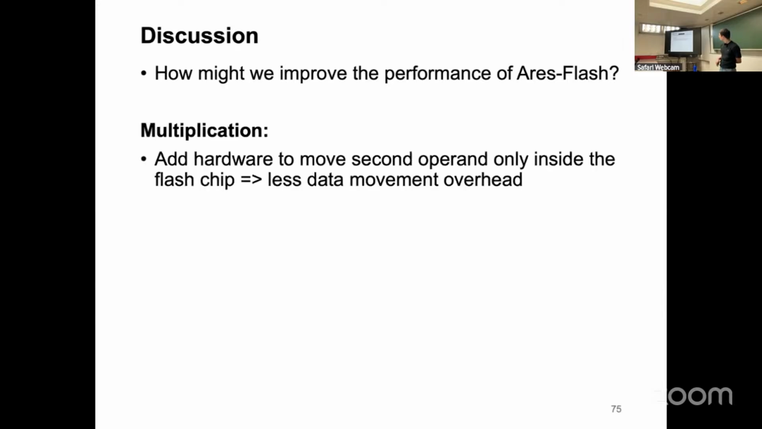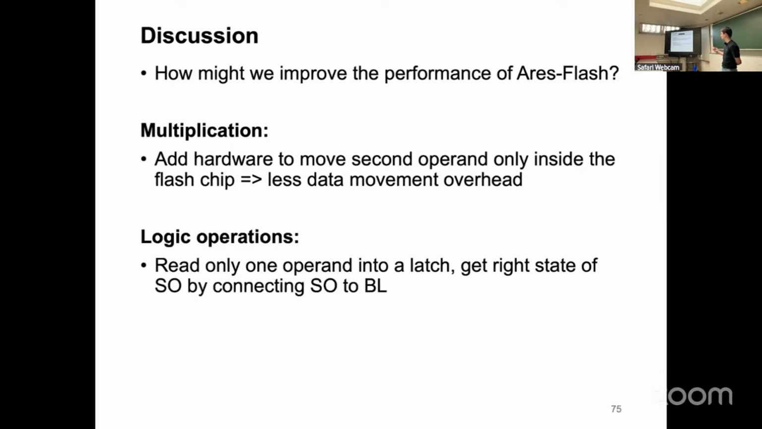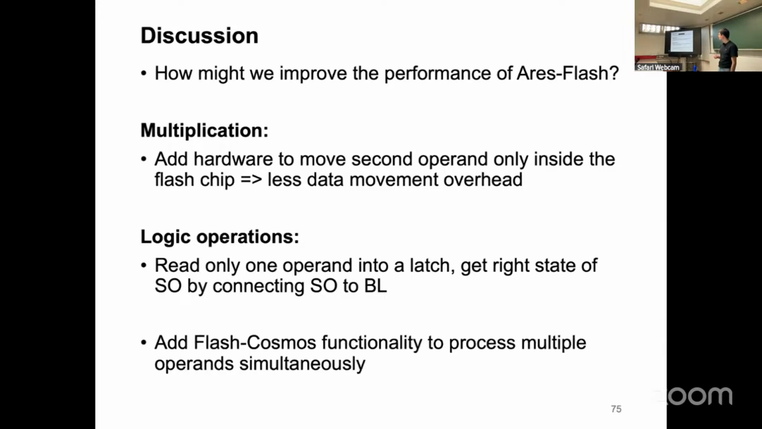All right. So for the multiplication, we could add hardware closer to the bit buffer itself. So we would have less data movement, or just have to move the data within the flash chip itself. And for the logic operations, we could only read one operand into the latches, and then get the right state of the sense amplifier by directly reading the data from the flash cells. We could also add Flash Cosmos functionality to process multiple operands simultaneously.